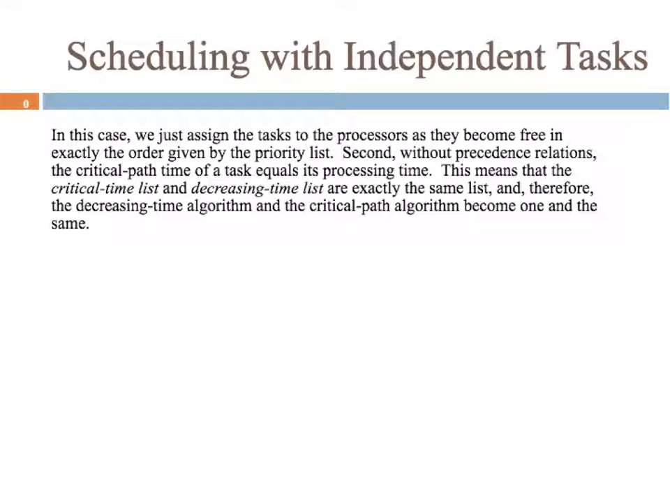So here we're just going to assign the tasks to the workers whenever they become available. And without the precedence relations, the critical path time of a task is the same as its processing time. So the critical time list and the decreasing time list are going to be the exact same. So here we would just resort back to the decreasing time algorithm because it's essentially the same thing in this section as the critical path algorithm.